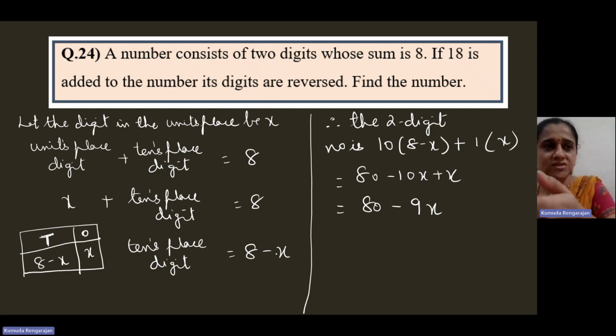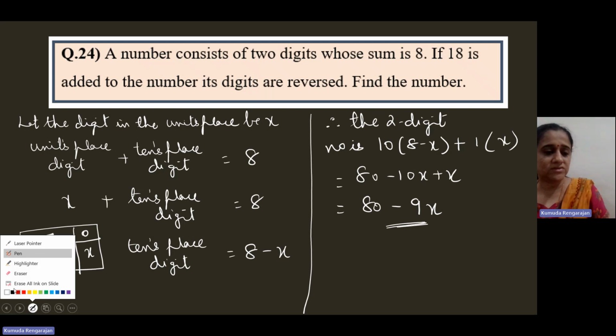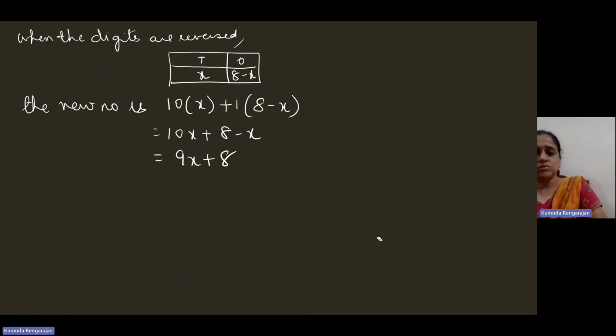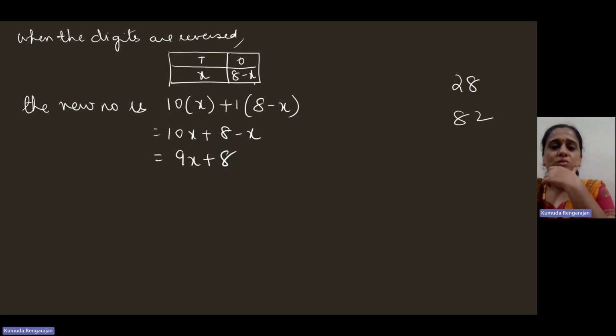To assume the digit in one place and find the digit in the other place in terms of the variable you've used. Then after that, you should construct the expression for the two-digit number. This is the expression for the two-digit number. Now in the question, we see that the digits are reversed. You can see these three words, the digits are reversed. So you should continue with this assumption process. You should find the expression for the new number. What's the new number? That is when the digits are reversed. See, if the number is 28, when the digits are reversed, it's 82.